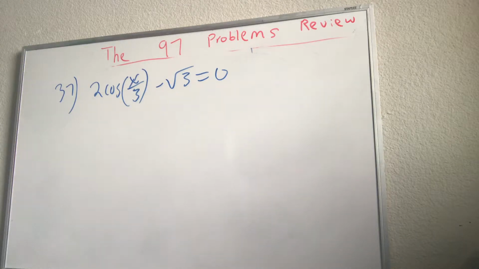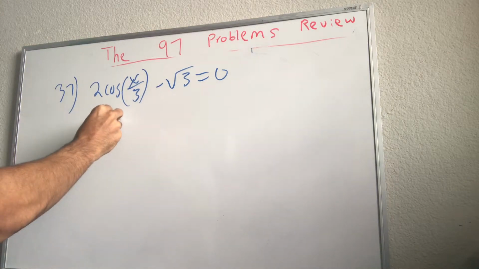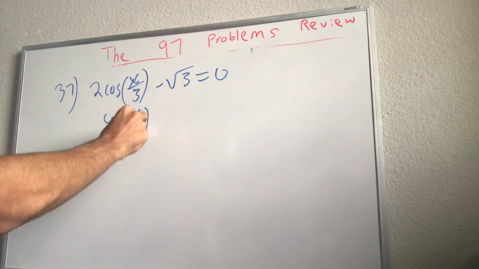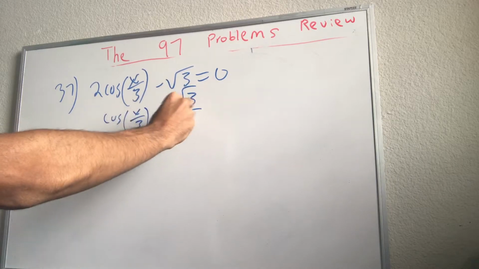Here we have question number 37. It states that 2 cosine of x divided by 3 minus root 3 is equal to 0, and we want to solve for this. Looking at this, we can move the root 3 over and then divide both sides by 2. So we're left with cosine of x divided by 3 is equal to root 3 divided by 2.